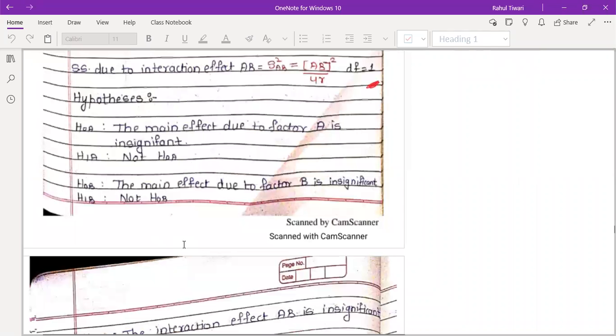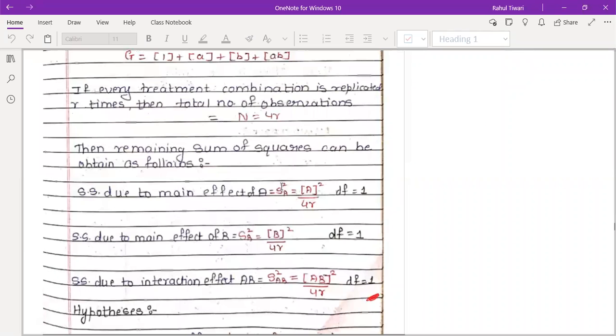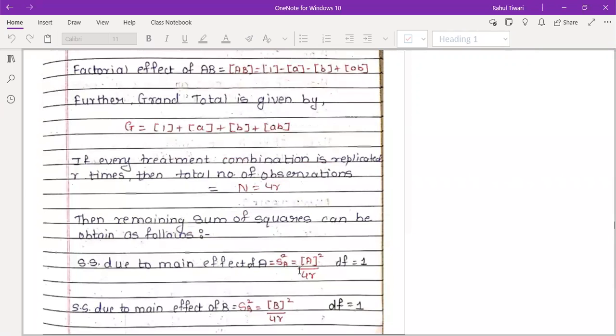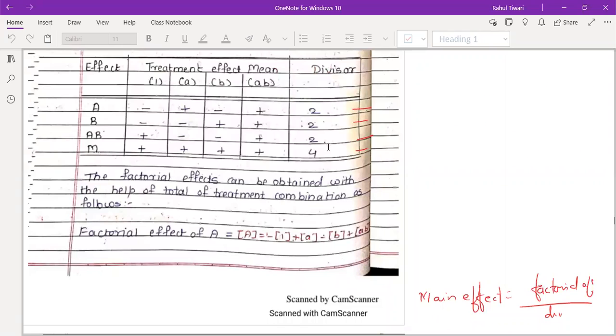Then we try to see how to get the sum of squares. Suppose you are considering factor A, then the sum of squares of A will be the factorial effect of A squared divided by the divisor. The divisor will be based on this particular formula. Both will be present, that means 2 plus, that means it is 2. So just count how many pluses there are; that is the basis of the divisor.